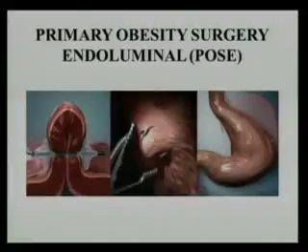There is another procedure in the pipeline, in clinical trial. It's called POSE, which is primary obesity surgery endoluminal. Instead of having the whole stomach invaginated or decreased in volume, this idea is coming with where the most ghrelin is secreted. We know ghrelin is the hunger hormone that lets us feel hungry, and it's most secreted in the fundus of the stomach. So they said, what if we decrease the size of the fundus?